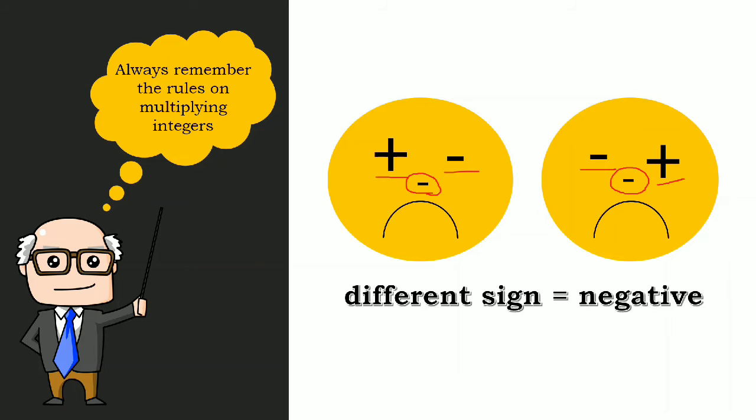Always remember, huwag natin kakalimutan ang dalawang rule. Positive times positive is equal to positive. Negative times negative is equal to positive. Same sign, positive. Kaya sa second rule naman natin ay different sign, negative. Positive times negative is equal to negative. Negative times positive is equal to negative.